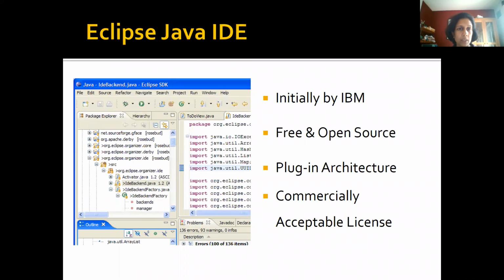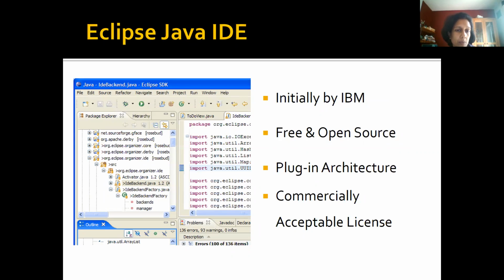Okay, so in the context of Eclipse, Eclipse is probably best known for its Java IDE, which was initially developed by IBM back in 2001. And they made that free and open source. Some of the things that helped there is it had a great plugin architecture and a very commercially acceptable license.